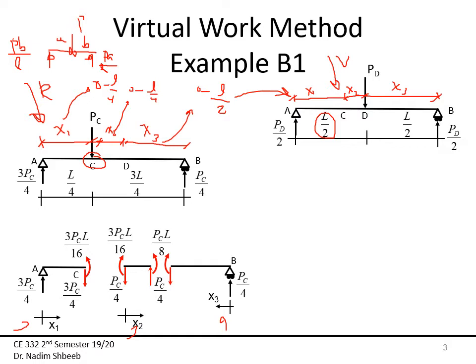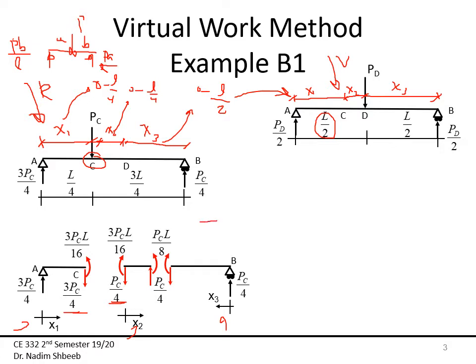Then you're going to ask me, why is this 3/4 PC and this is PC over 4? Shouldn't they cancel out when we close the gap at C? And obviously they don't. And the reason for that is no.